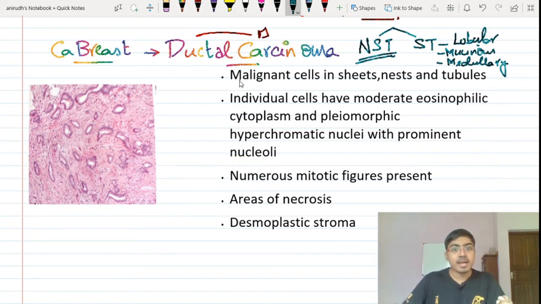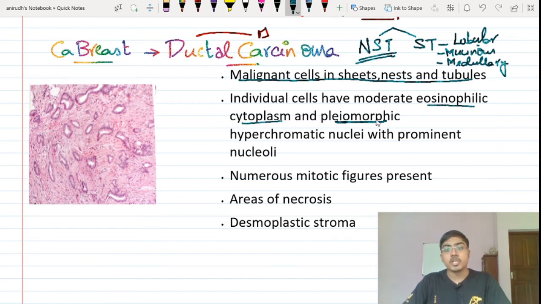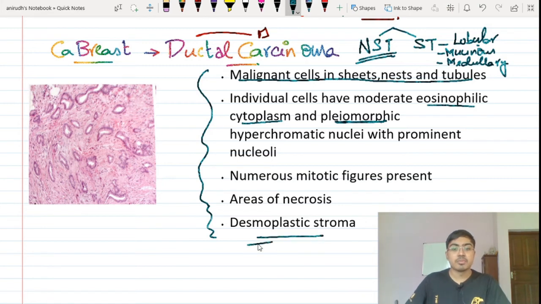Right, so these are certain features which are seen over here. You can remember this: malignant cells can be seen in sheets, nests and tubules, and if I talk about the individual malignant cell, it has eosinophilic cytoplasm and pleomorphic, hyperchromatic nuclei with prominent nucleoli, and numerous mitotic figures can be seen. So all these are suggestive of malignancy, isn't it? Areas of necrosis and desmoplastic stroma. That means there is high connective tissue deposition here, isn't it? That is why we call it desmoplastic stroma. You can see very clearly how desmoplastic it is. A lot of connective tissue deposition is there in the stroma. So that's the basic feature.